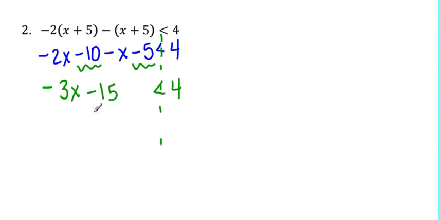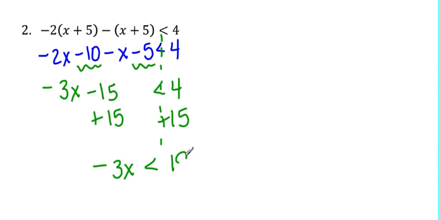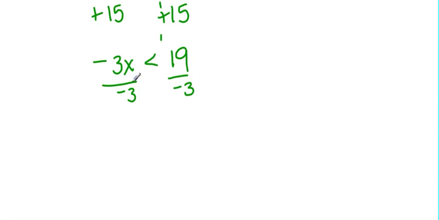Now get x by itself. So I add 15. So I get negative 3x is less than 19. 4 plus 15 is 19. Now I divide by a negative 3. So this one, if I divide by a negative 3, that becomes x. Over here I have negative 19 thirds. That's not going to reduce by any numbers, and I'm going to put the negative on top. But since I divided by a negative 3, the inequality switches.